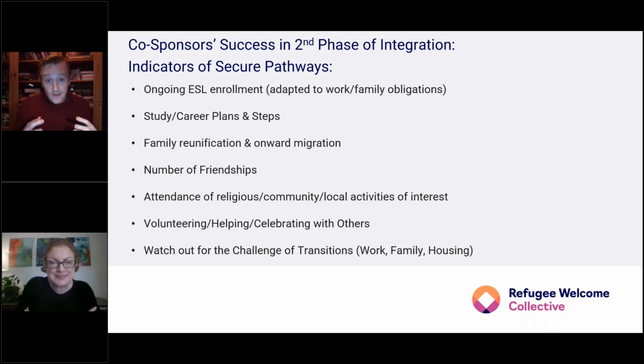And if this is working out, if you deepen those relationships, here are some of the things that, after those 6 months, 9 months, you should be seeing or aiming to see, because this is telling you that your family has secured some of those pathways that they're going to continue in their second phase of integration, even when you no longer have a sponsorship relationship with them, right?